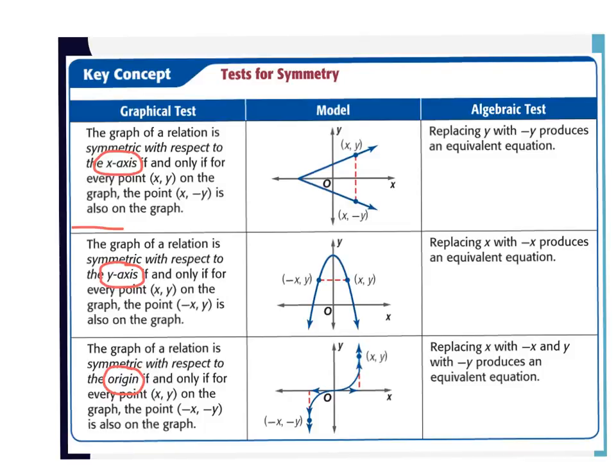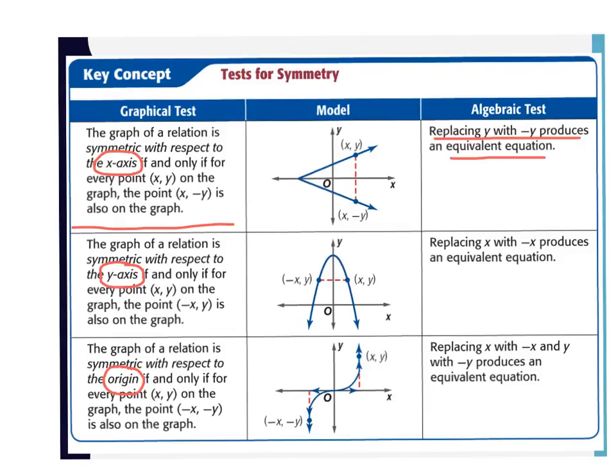Taking a look at the x-axis, the graph of a relation is symmetric with respect to the x-axis if and only if, for every point (x, y) on the graph, the point (x, -y) is also on the graph. So an easy way to test this is to replace your y with negative y and to see if it produces the same exact equation.